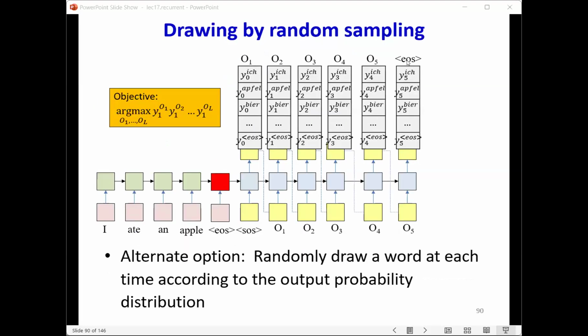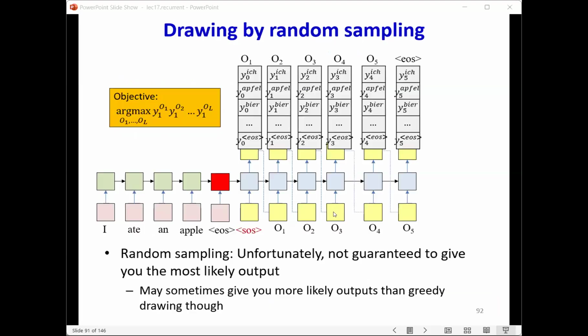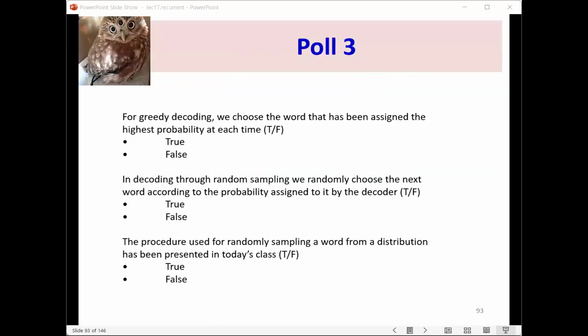Now, an alternate solution is to just randomly draw a word from these distributions. And we all know how to draw a sample from a categorical distribution. Obviously, this is not going to be optimal. This could just be a random sample. And so random sampling is not guaranteed to give you the most likely output, but strangely, it can sometimes give you more likely outputs than greedy search. But what we really want to do is something slightly different. And before I get to that, we have our third poll.